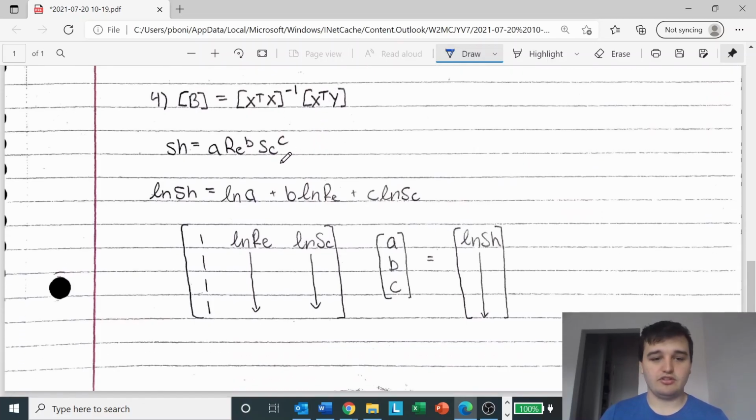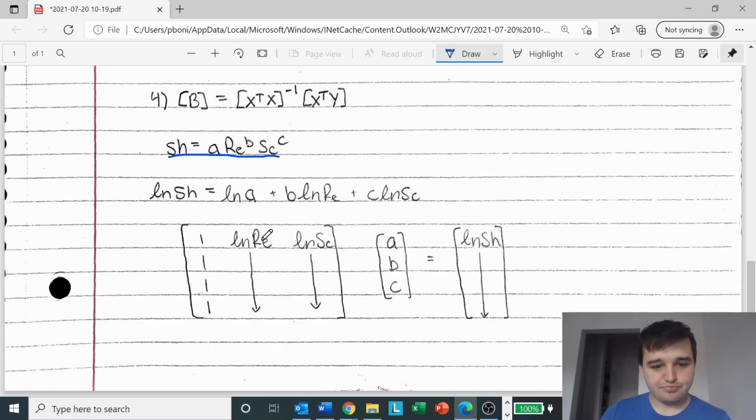And in relation to this equation, our relationship is Sherwood number equals some coefficient A times Reynolds number raised to the B, times Schmidt number raised to the C. I'm sure you're aware of this now. And then we want to take the natural log of both sides first, so that we can get the powers down in front. So we get the natural log of the Sherwood number is equal to natural log of A plus B times natural log of the Reynolds number, plus C times natural log of the Schmidt number.